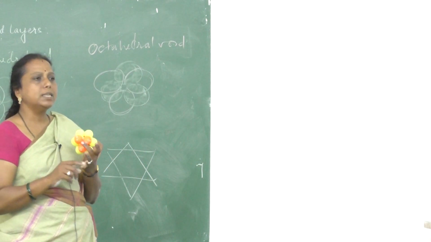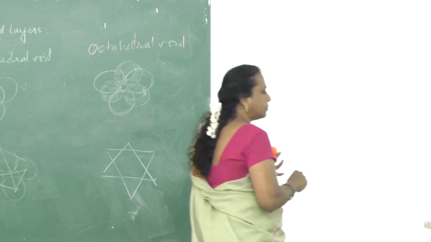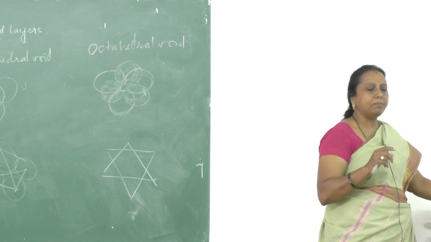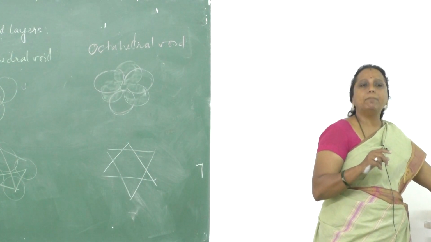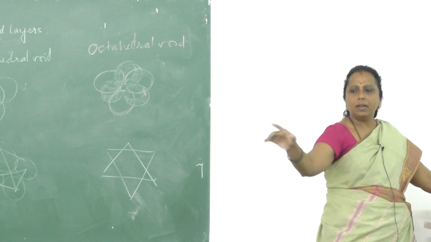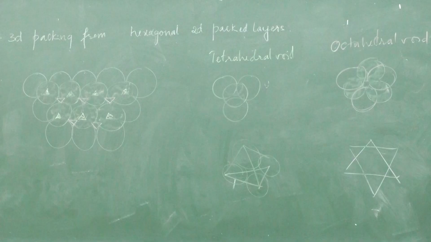So in CCP, what is the pattern? ABC pattern. In HCP, AB pattern. Hope it is clear. We shall count the O voids and T voids with the help of diagram on the board.